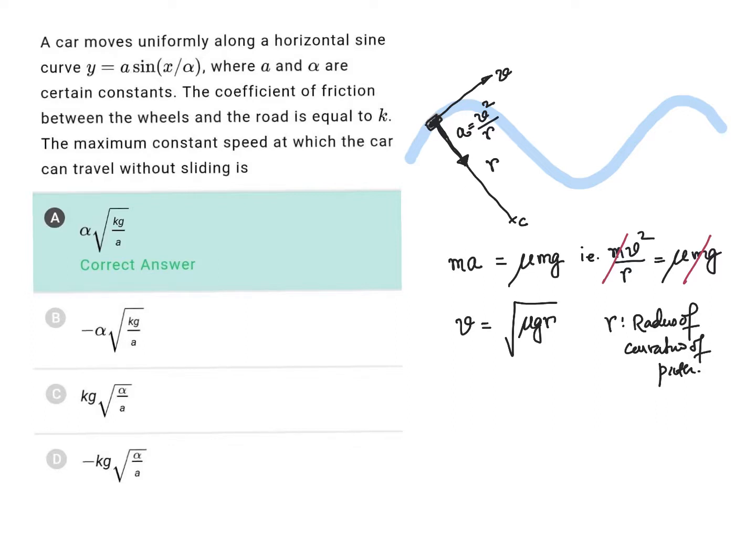So we have to find out the minimum radius of curvature, right? We have to find out the minimum radius of curvature for this case, because if it does not slip at the minimum radius of curvature, then in the whole path it will not slip. That is why we have to find the minimum radius of curvature.